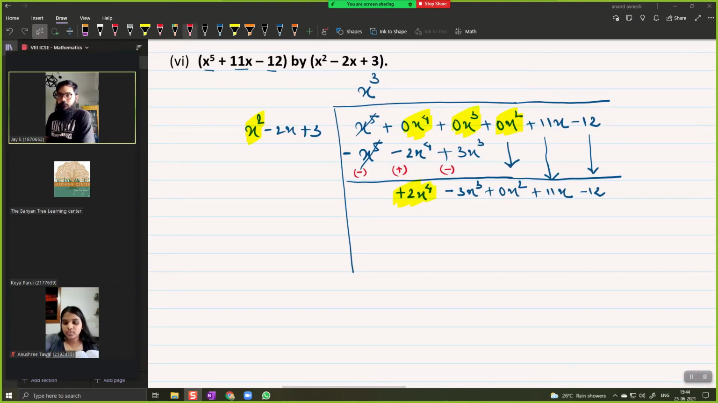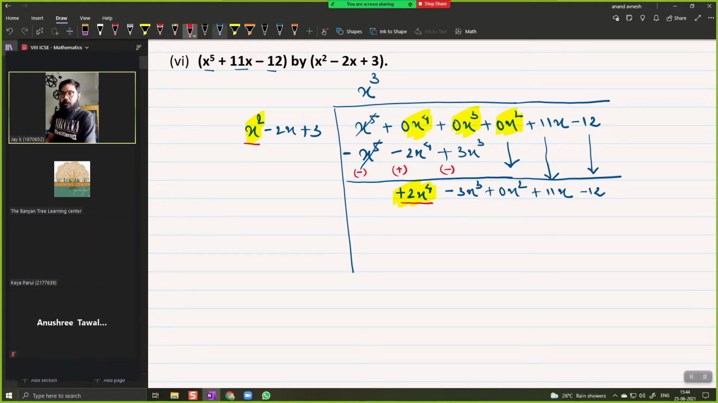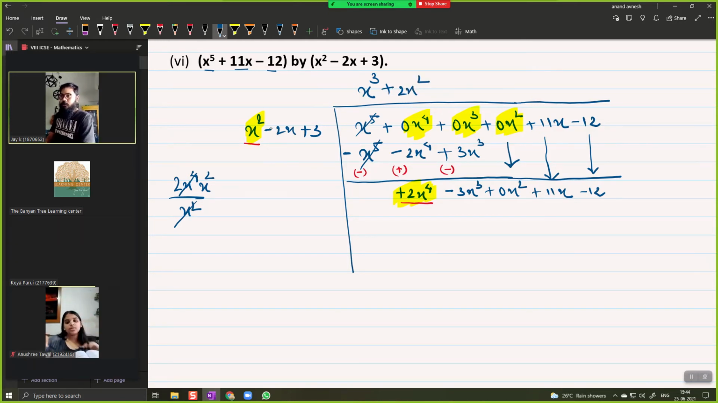See, I'll tell you. This is the first term of the second stage of the dividend, and this is the first term of the divisor. Divide them separately. So what you will get, 2x raised to 4 divided by x square. This x square and x4 will cut, you will get x square. So 2x square will be the answer, plus 2x square. 2x square into x square is plus 2x raised to 4. Then you will multiply 2x square with minus 2x, plus 2x multiplied by minus 2x.